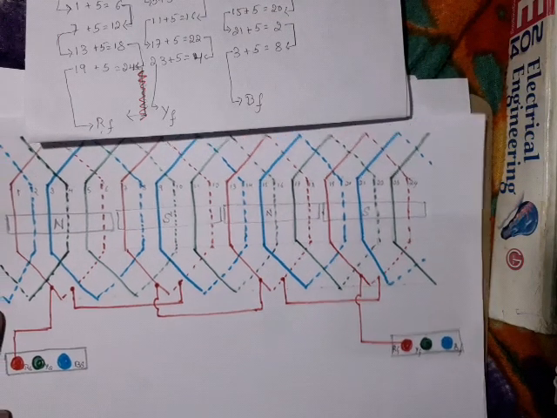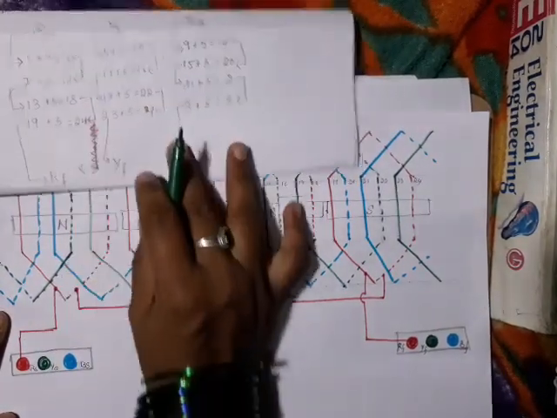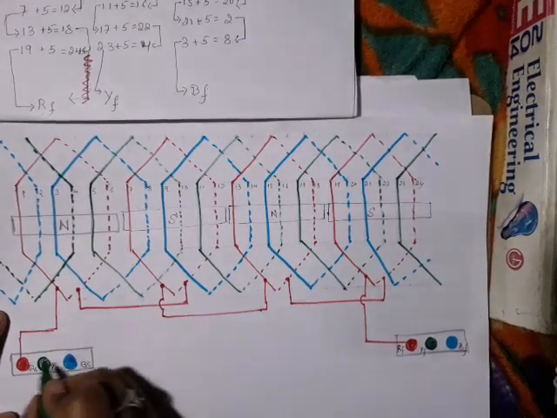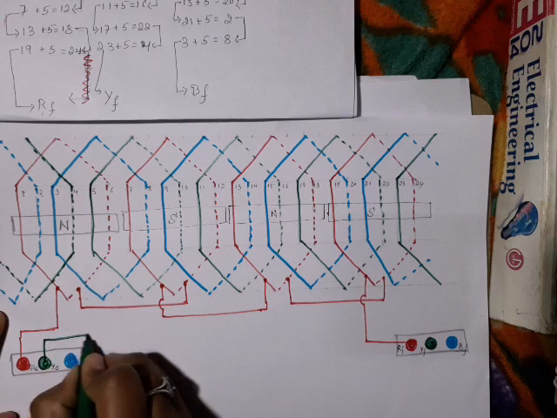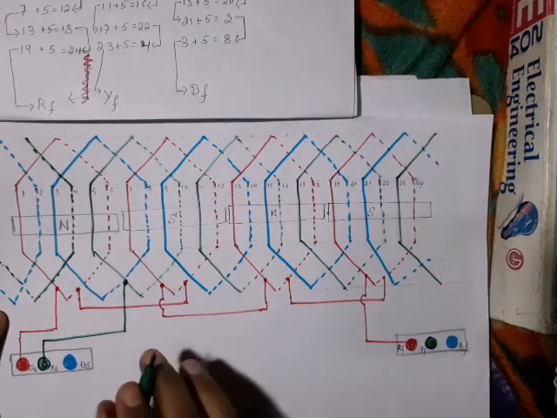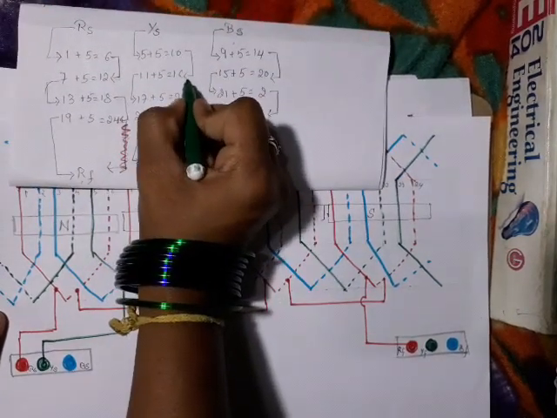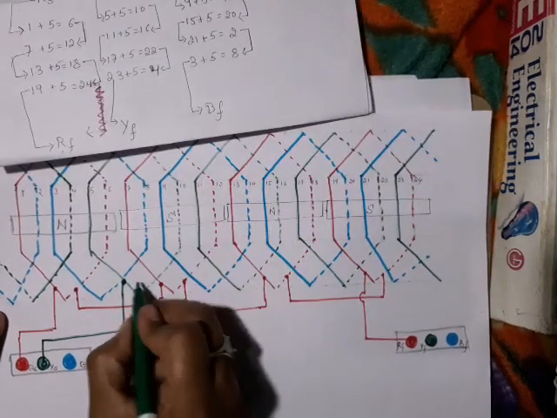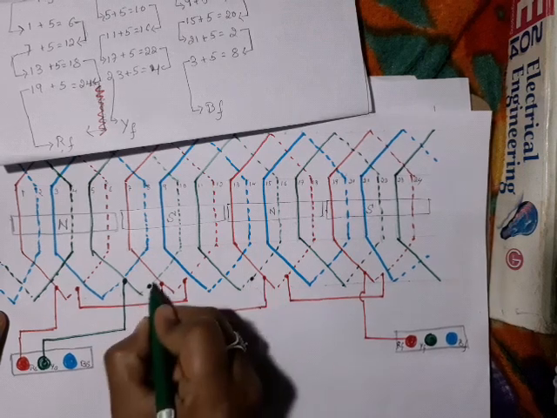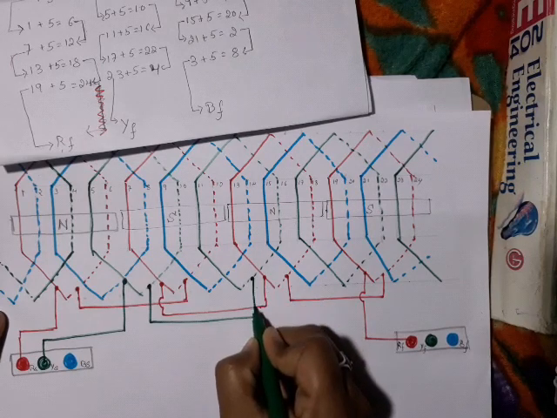Next phase, Y phase. Y starting is connected to fifth coil. Where is the fifth coil? Here I have the fifth coil. Y starting is connected to the fifth coil. Here you need not use a jump because we can differentiate with the color. Then 10th coil is connected to 15. So 10th coil is connected to where? 15. 10th coil is connected to 15.